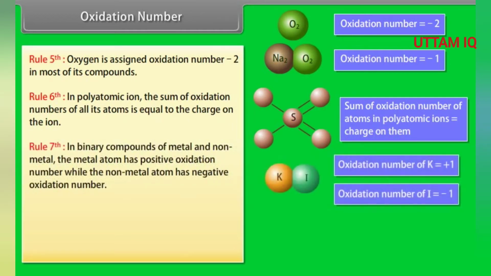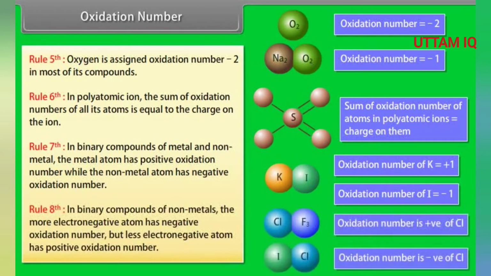Rule seventh. In binary compounds of metal and non-metal, the metal atom has a positive oxidation number, while the non-metal atom has a negative oxidation number. Rule eighth. In binary compounds of non-metals, the more electronegative atom has a negative oxidation number, but the less electronegative atom has a positive oxidation number.